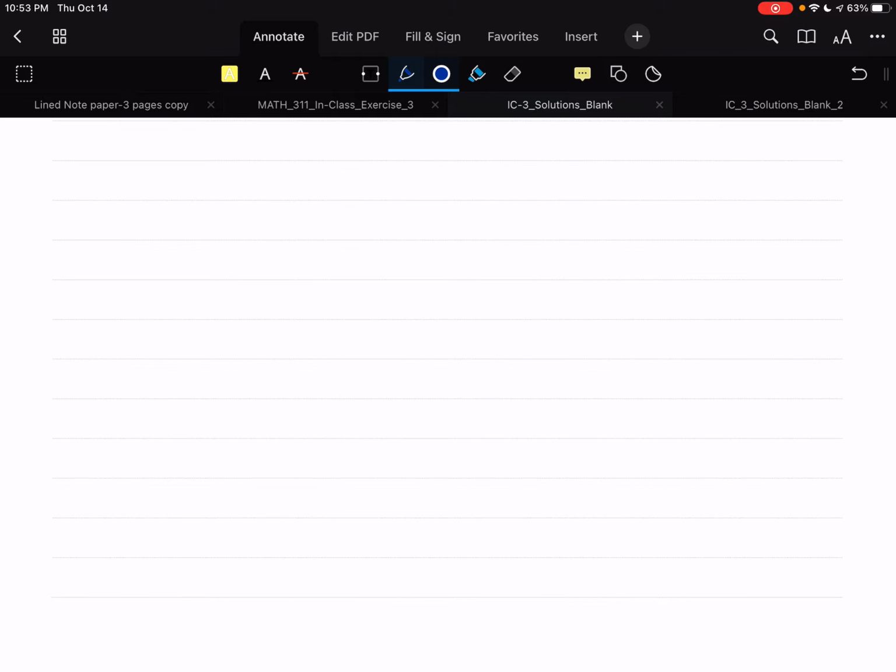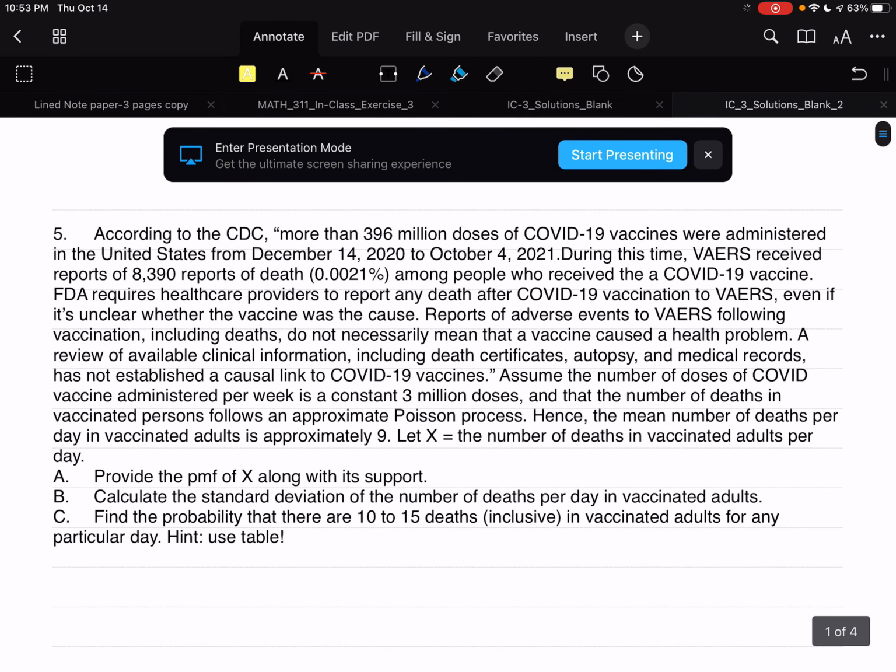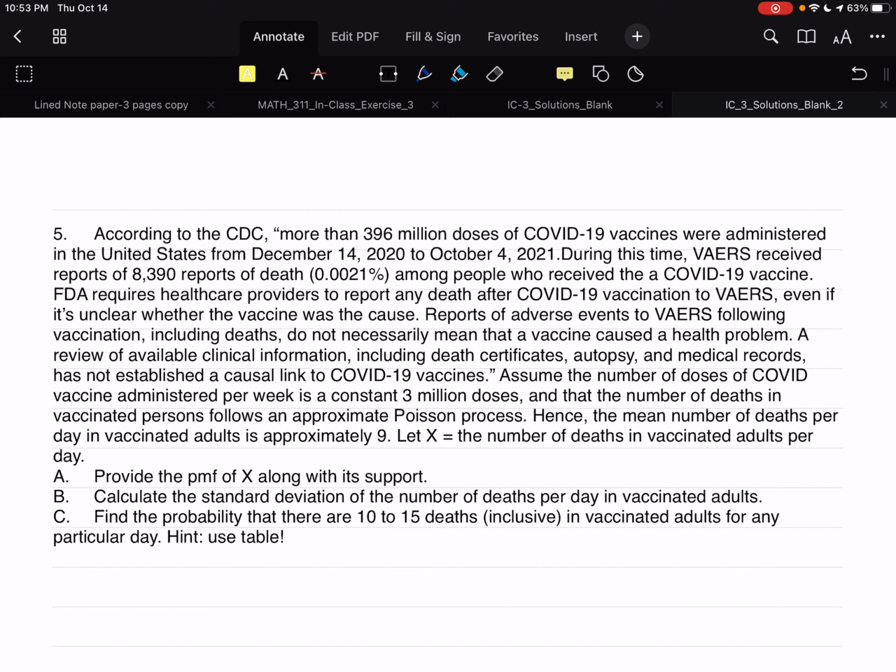So let's go to the next problem, which is problem number 5. And this is a longer reading problem. I took the information directly from the CDC's website, so be very careful. According to the CDC, more than 396 million doses of COVID-19 vaccines were administered in the U.S. from December 14, 2020 to October 4th, 2021. During this time, VAERS, which is a reporting system, received reports of 8,390 deaths. Now, this is 0.0021% among the people who received the COVID-19 vaccine. Now, these are all deaths. So the FDA requires the healthcare providers to report any death after a COVID-19 vaccination, even if it's unclear whether the vaccine was the cause or not.